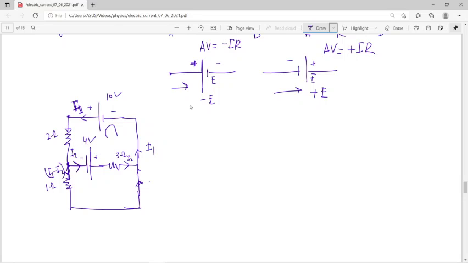So say this is loop 1, and this is loop 2. If we consider this, we are applying KVL, and say the names of the points on this loop are A, B, C.